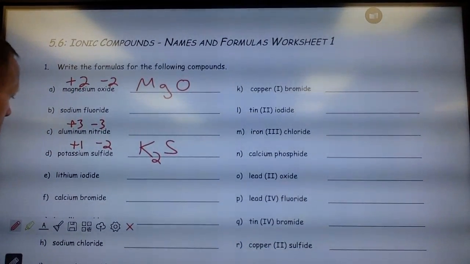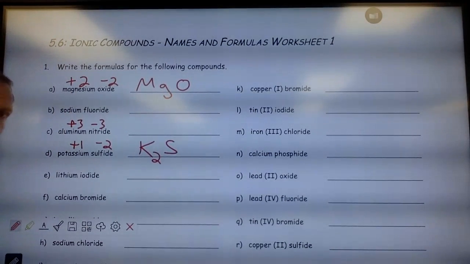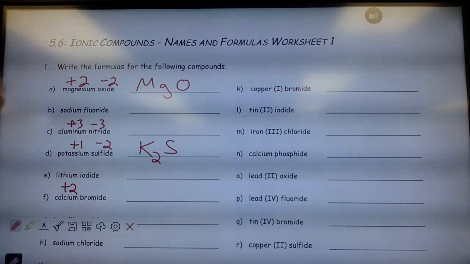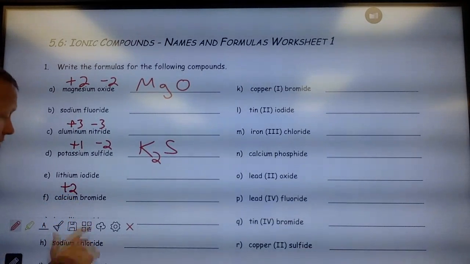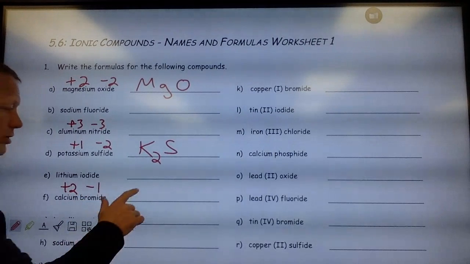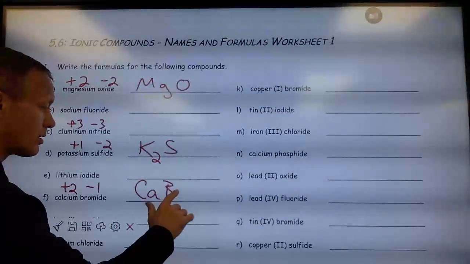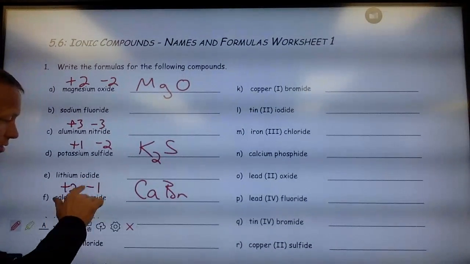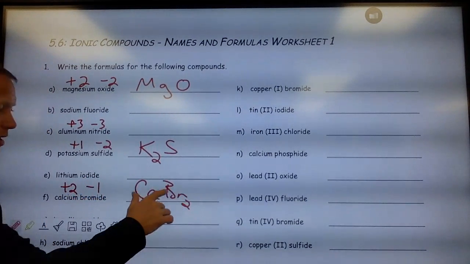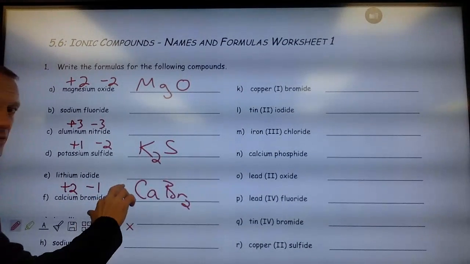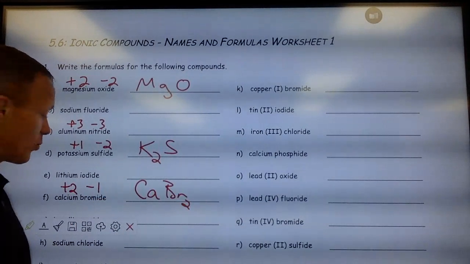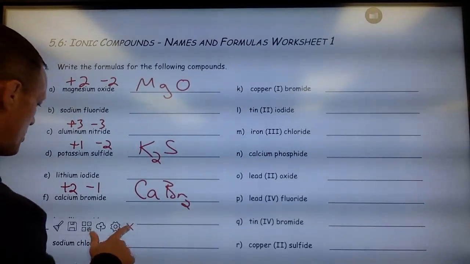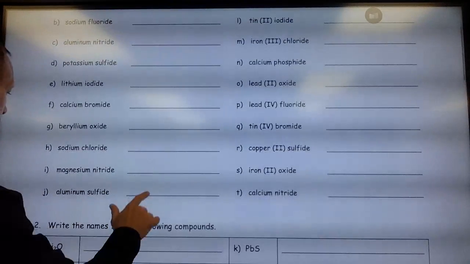All right. If we were doing calcium bromide down here, calcium has 2 valence. It forms a +2 charge. Bromine's got 7 valence, which means it wants to gain 1 electron. It's a -1 charge. Well, these need to be equal, so I've got to double the bromine. Now I have 2 negatives and 1 positive. Calcium's giving away 2 electrons, and each bromine's gaining 1.